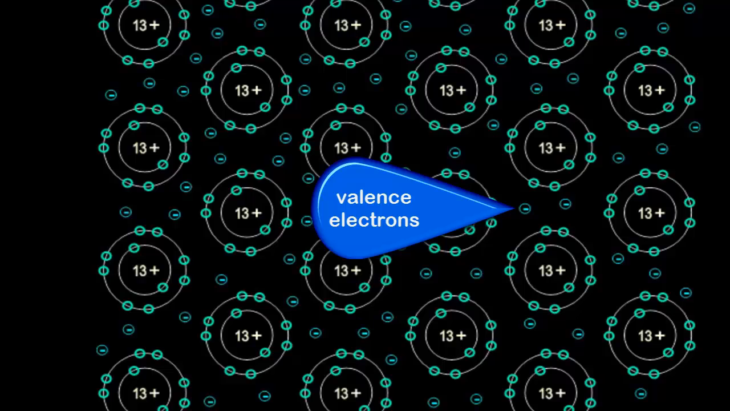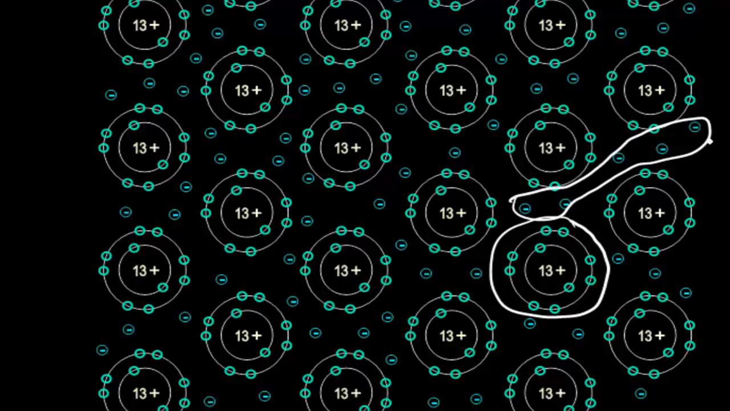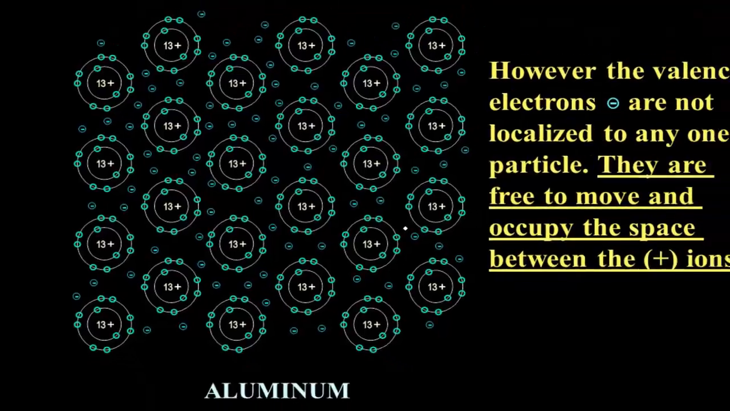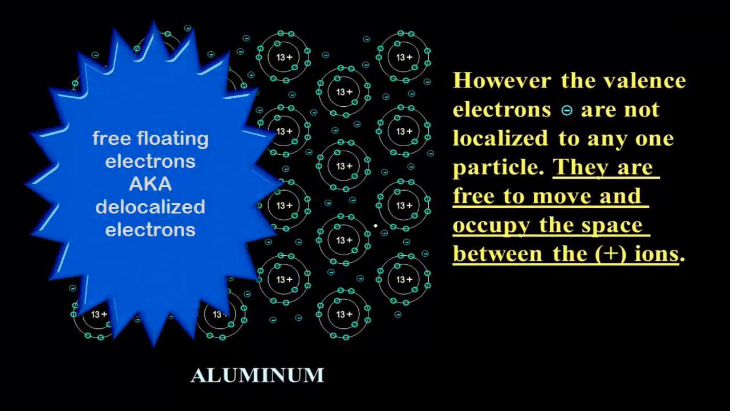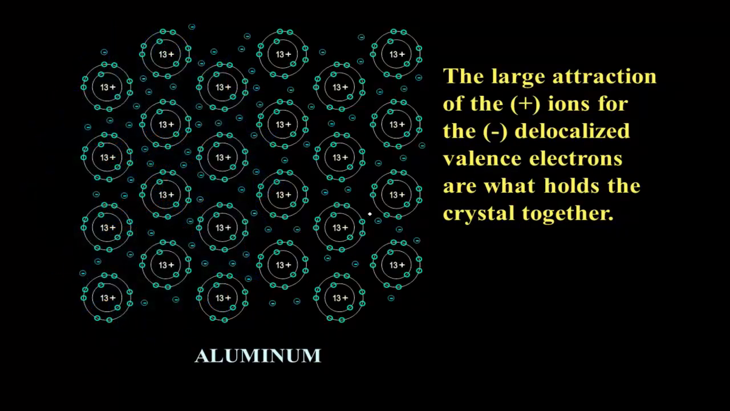So what's holding the crystal together is the electrostatic attraction between the positively charged cations and these free-floating negatively charged electrons. And so the valence electrons are not localized to any one particle. They are free to move and occupy the space between the positive ions. And so similar to the electrostatic attraction that holds the ionic crystal together, we have this attraction of opposite charges that are holding the metallic crystal together.